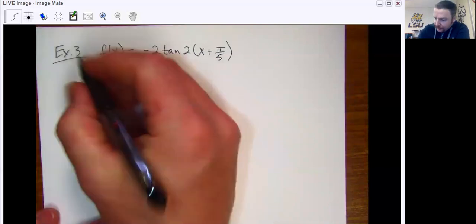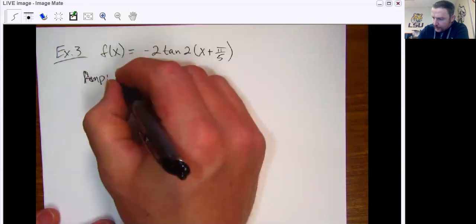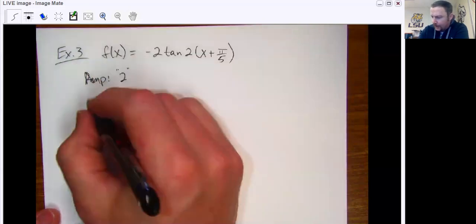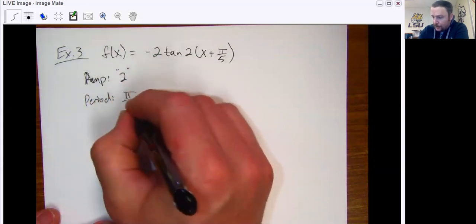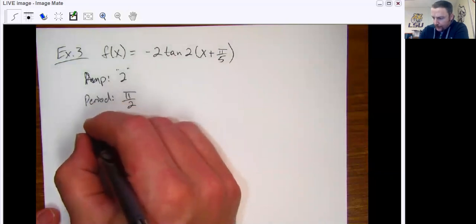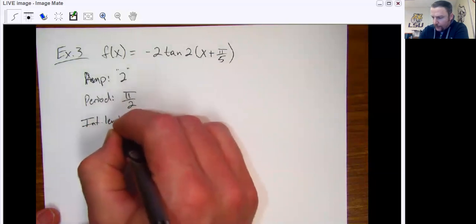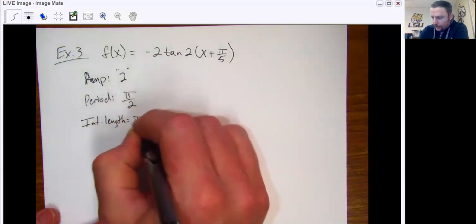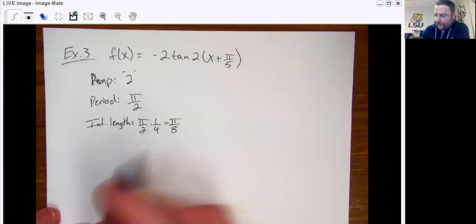Continue on like usual. Amplitude is going to be 2, quote unquote, right? Because it's tangent, our period is going to be pi over b now, so it's pi over 2. Got it. And then our interval length, again, is period over 4. So by the time I do period over 4, that's like multiplying by 1/4. So it looks like my interval length is pi over 8.